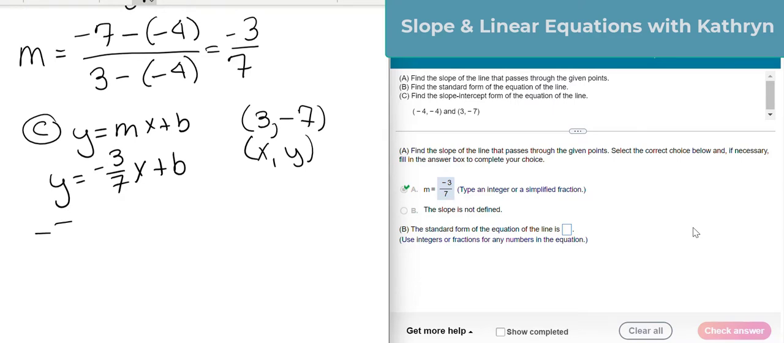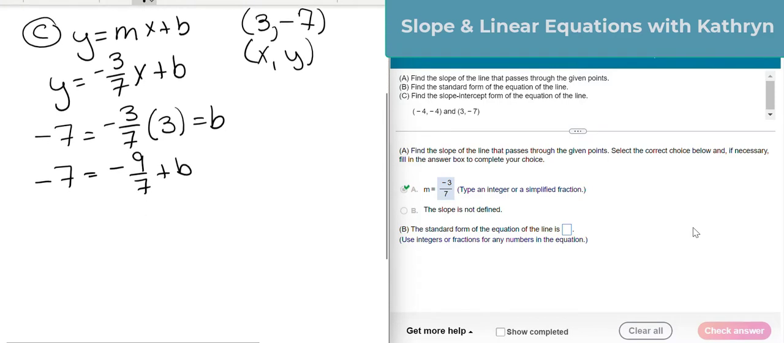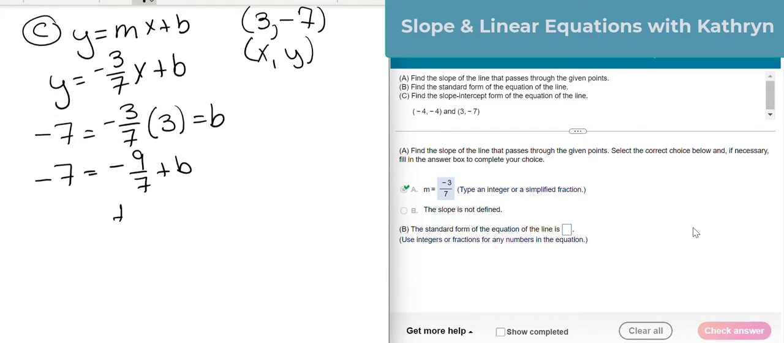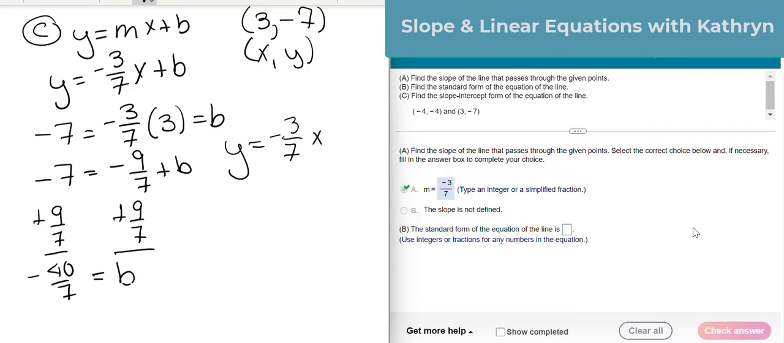So y is negative 7 equals negative 3/7 times x, which is 3, plus b. We have negative 7 equals negative 9/7 plus b. Now, hopefully, if you don't know how to do this, you need to be using your calculator, okay? So I'm going to add 9/7 to both sides, and b equals negative 40 over 7, and that doesn't reduce. What do we have for a slope-intercept form? Well, y equals our slope, which is negative 3/7 x, and then our y-intercept is negative 40 over 7.